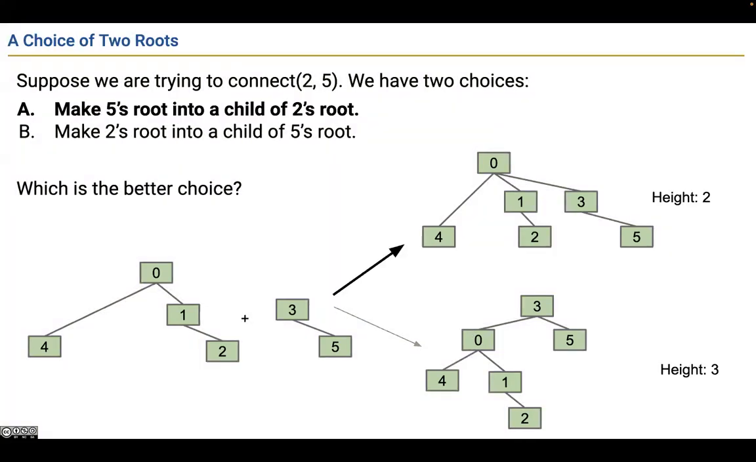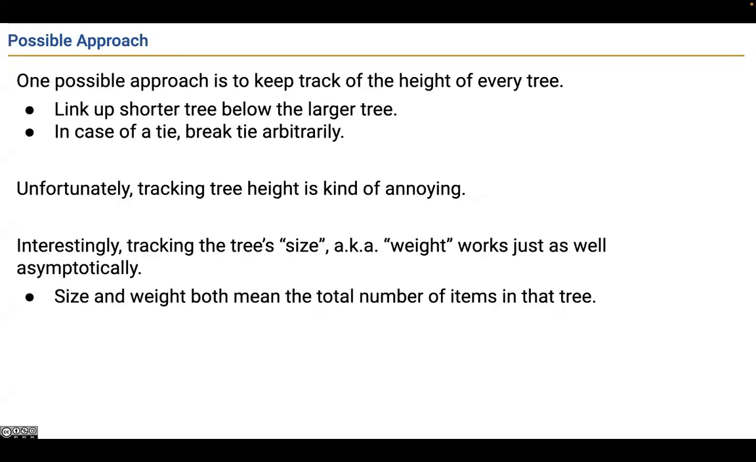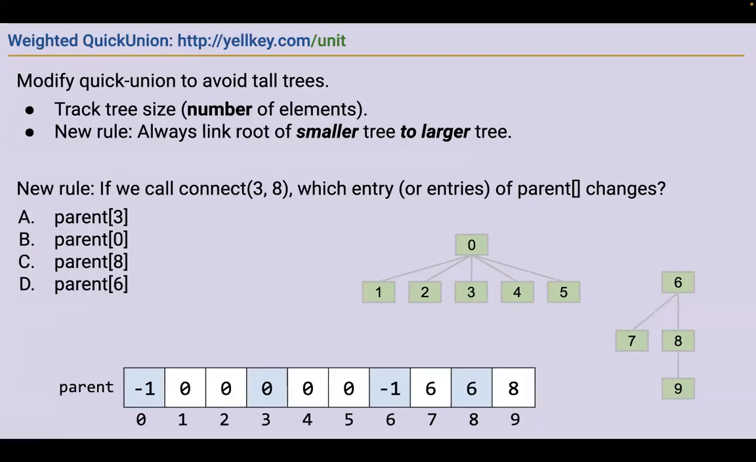So it turns out the final trick we have to do to actually make a state-of-the-art quick union data structure for disjoint sets is, when we hang two trees together, when we want to do this connect operation, you should always take the smaller tree and put it underneath the larger tree.